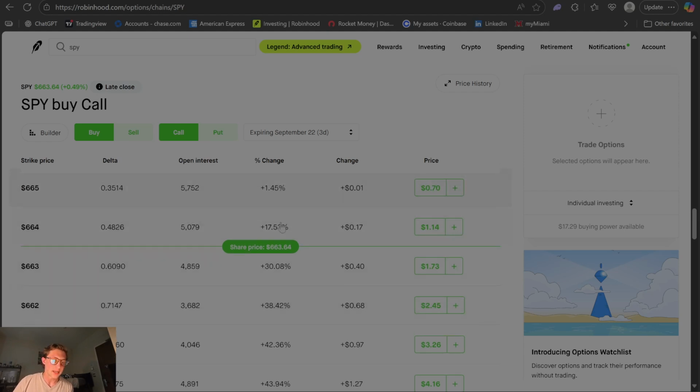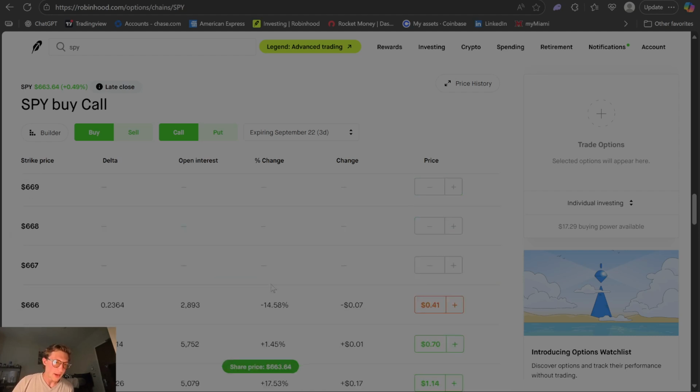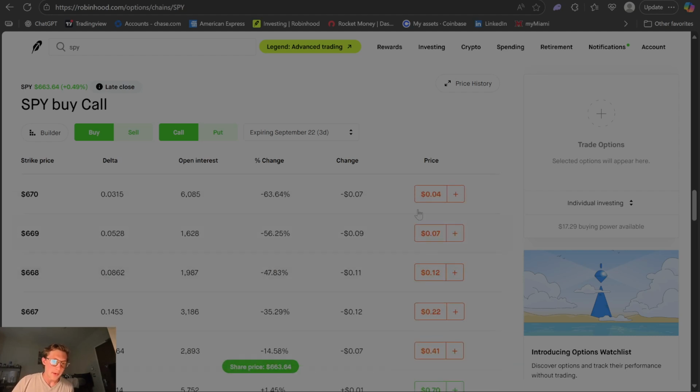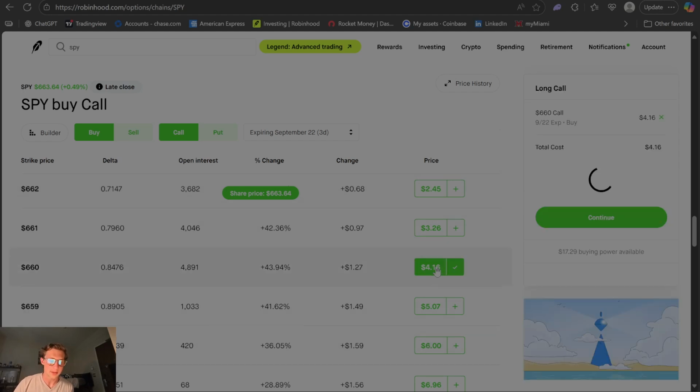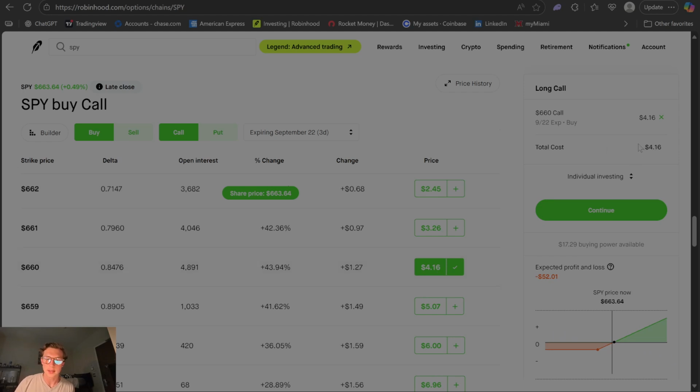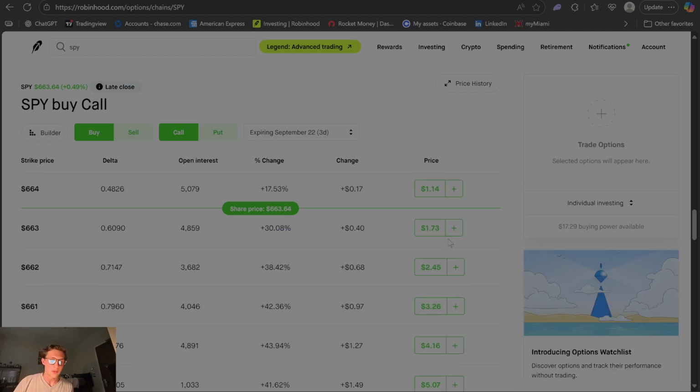That essentially is a call in nature. People can buy in the money calls and out of the money calls, and you'll see that these are very, very cheap, while these are very, very expensive, because again, these are 100 multipliers. If I was going to click on the 660, you can see that it is going to be $416 to purchase this call. And this begs the question, why?